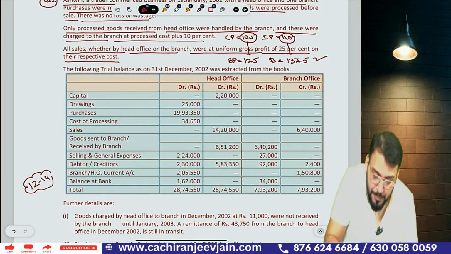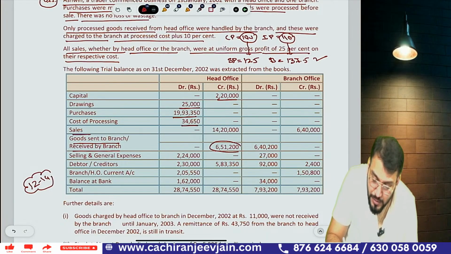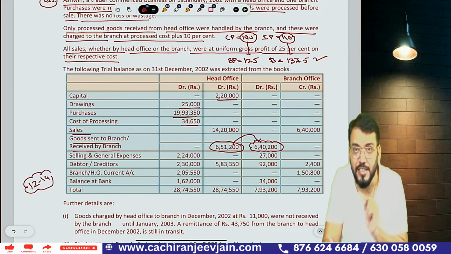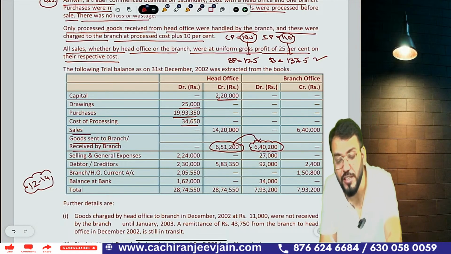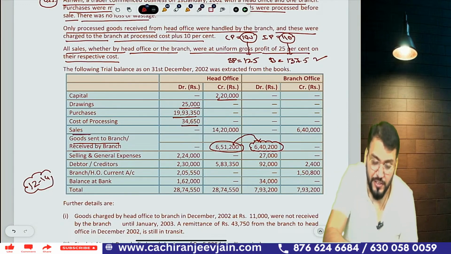The following is the trial balance. You can see capital, drawing, purchase, cost of processing, then sales, goods sent to branch, goods received by the branch. Correct? You can see goods sent to branch is not matching with goods received from head office. It means some goods are sent but not yet received. So that means there are goods in transit. So how much goods in transit you can calculate?